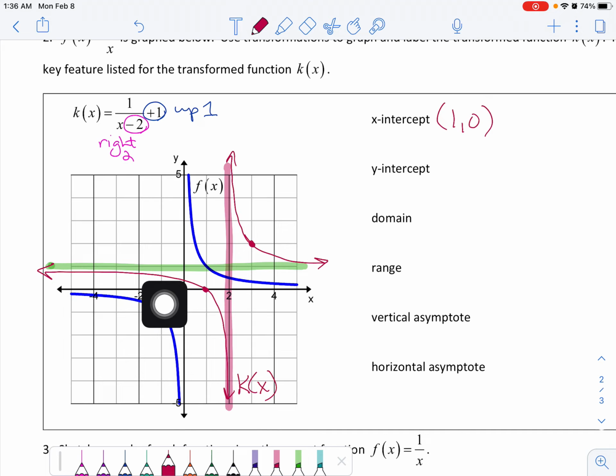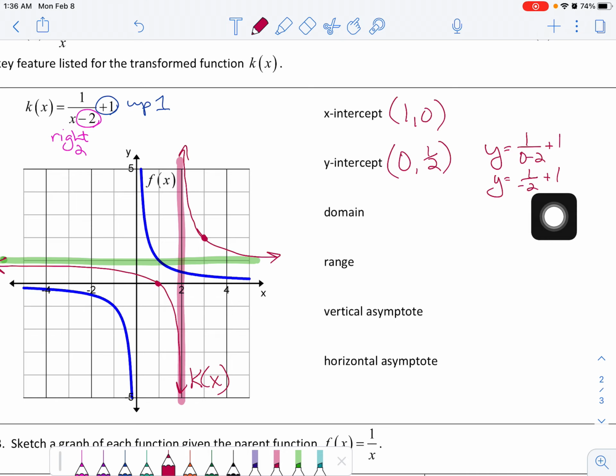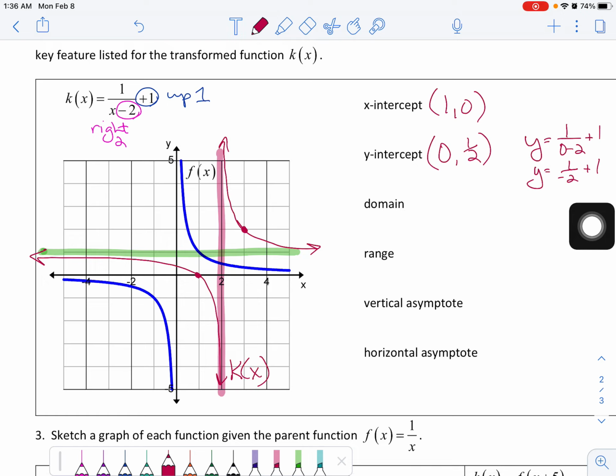I can clearly see I cross the y-axis, so I have a y-intercept, but I'm not exactly sure what point it is. So let's go ahead and make x equal to 0 to find the y-intercept. So y is equal to, remember, k of x can be replaced with y. So 1 over 0 minus 2 plus 1. Y equals 1 over negative 2 plus 1. So y would equal positive 1/2. So 0, 1/2. And feel free to put this into a calculator if you're not sure.